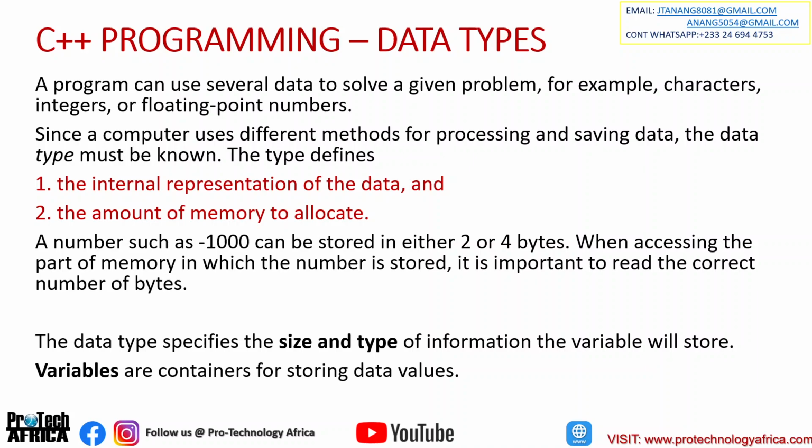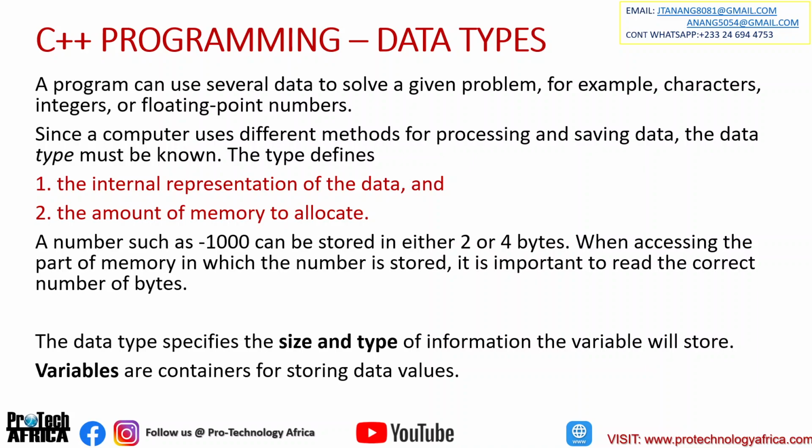So since a computer uses different methods for processing and saving data, the data type must be known. The type defines, one, the internal representation of the data, and two, the amount of memory to allocate. So let's look at this scenario. A number such as 1,000 can be stored in either 2 or 4 bytes. When accessing the part of the memory in which the number is stored, it is important to read the correct number of bytes. The data type specifies the size and type of information the variable will store.